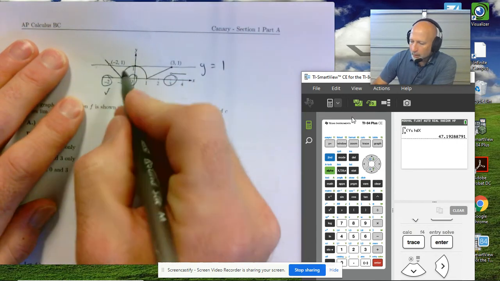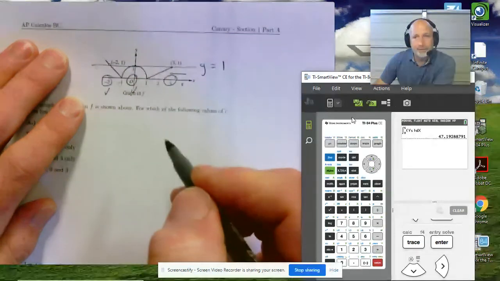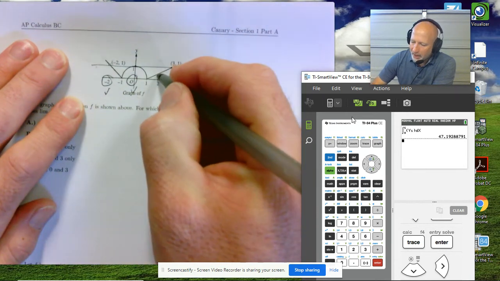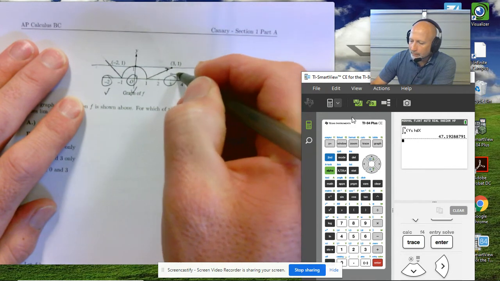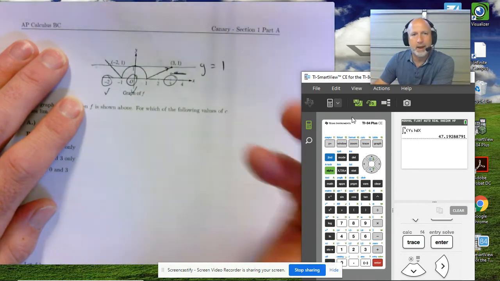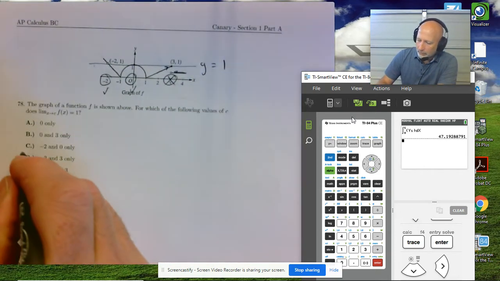Okay, 0, you can see that also works. But at 3, you can see it fails, because as you approach it from the left or the negative side, it's going to 1. But as you approach it from the right-hand side, it's actually going to something else, say a half. Okay, so that one does not work. So we only have -2 and 0 only.